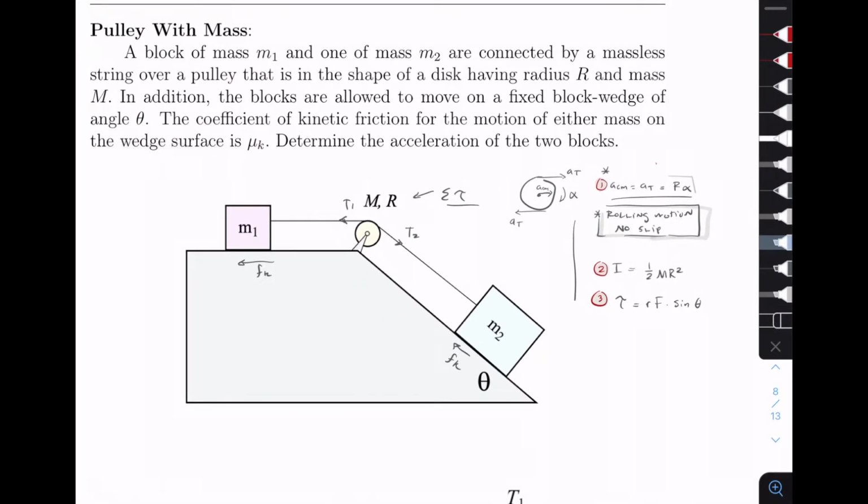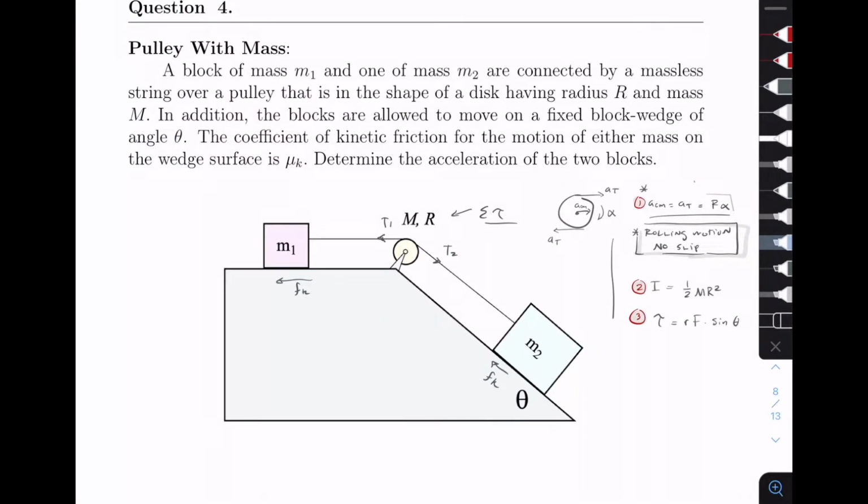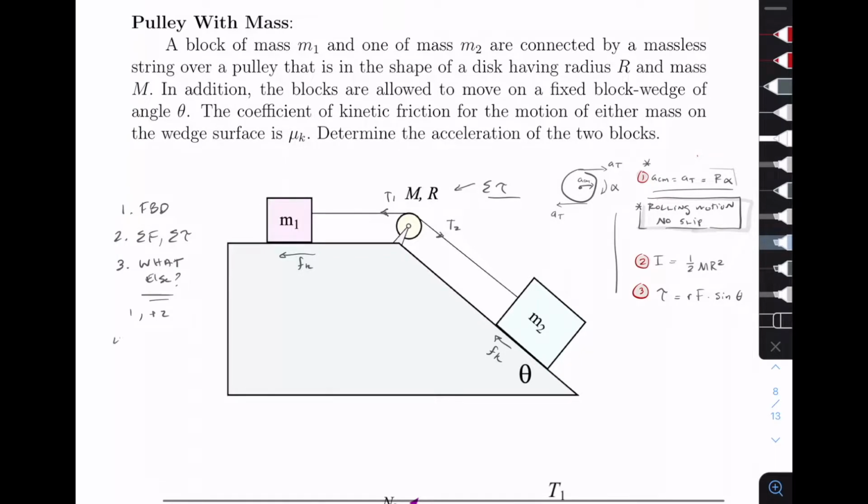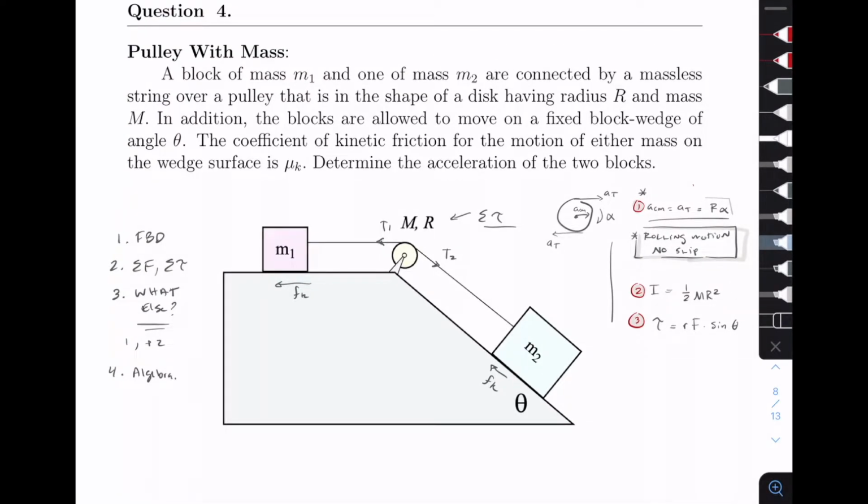Okay, so our approach for this problem is always: 1, free body diagram; 2, sum of forces, sum of torques; 3, what else? What other equations do we have? What else can we use to solve? In this case, I think it would be our equations 1 and 2 here. And then 4, algebra. So this is going to be a really long problem. I may break it up into 2 parts, and the second portion of this posting may just be the algebra.